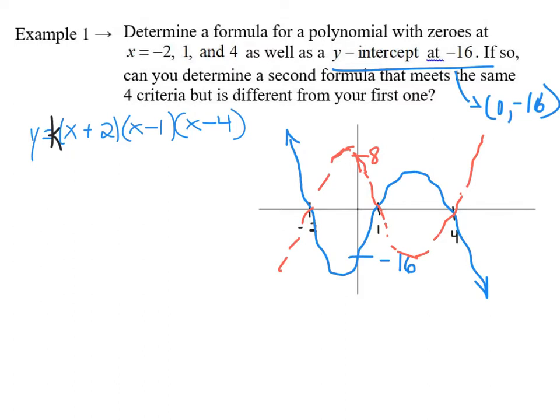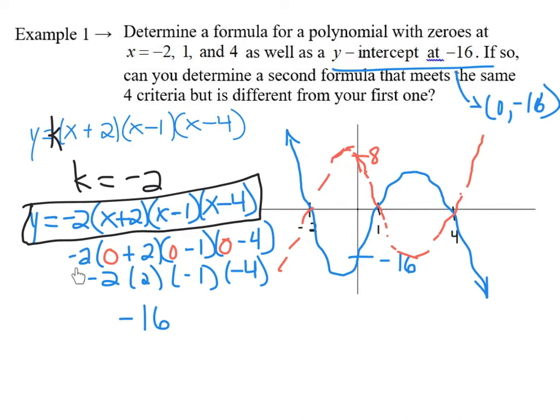Well, certainly if you said that k should be negative 2, right, that should fix everything. So let's check this out. So we're saying our final answer here is negative 2 times x plus 2 times x minus 1 times x minus 4. And then when we check it out, I do believe we get negative 16 for our y-intercept.